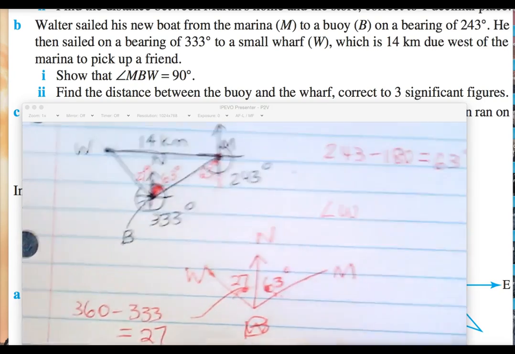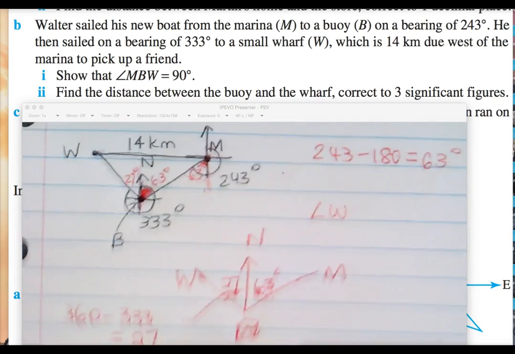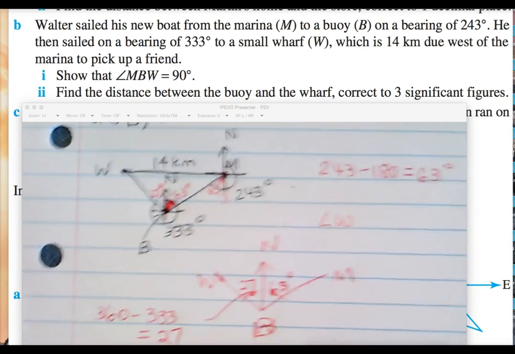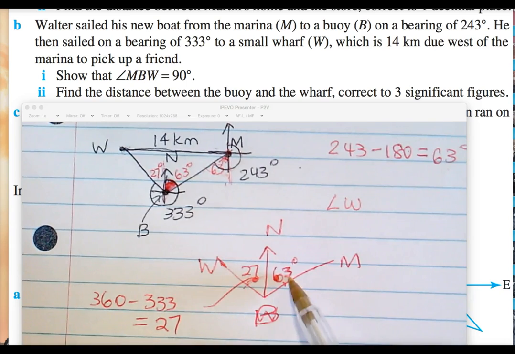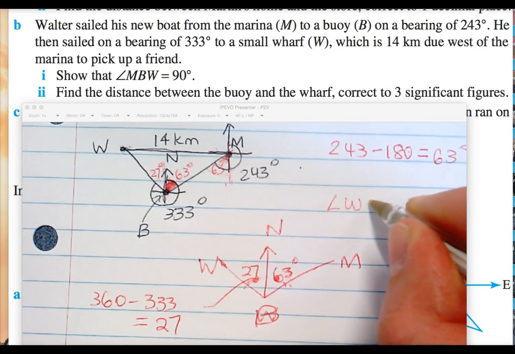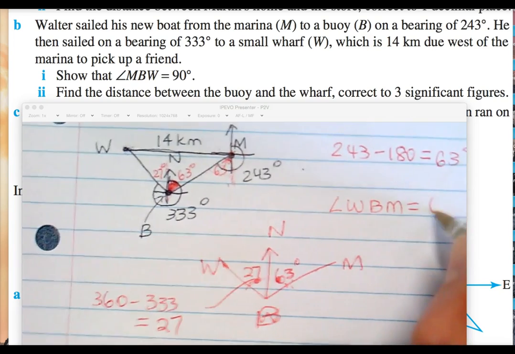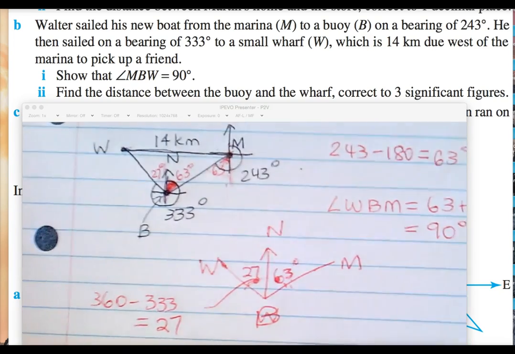So in my working out, I go that angle W. So I show that. I show this down here because you're supposed to show. So I show that there. I show this here in my diagrams, and you make it nice and big, that that's 63 and that's 27. You show all this working, and you say angle WBM is therefore 63 plus 27, which is 90.